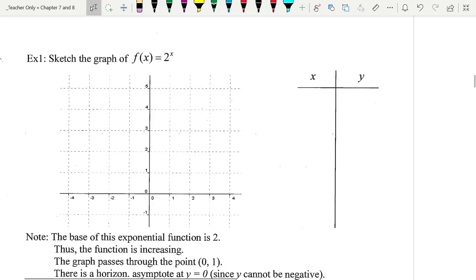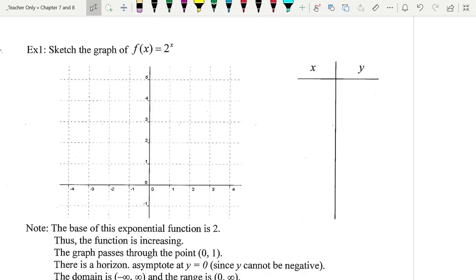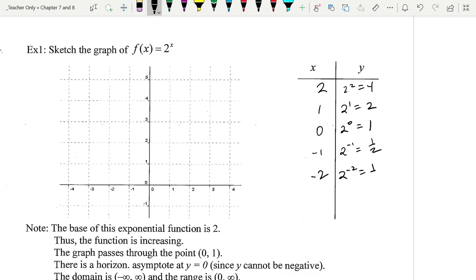Let's sketch the graph of f of x is equal to 2 to the power of x. So let's put some numbers to this, shall we? Let's go 2, 1, 0, negative 1, negative 2. All right, so that would mean that y is 2 to the power of 2, which is 4. This is 2 to the power of 1, which is 2. This is 2 to the power of 0, which is 1. This is 2 to the negative 1, which we just talked about. That's a half. This is 2 to the negative 2, which is a quarter.